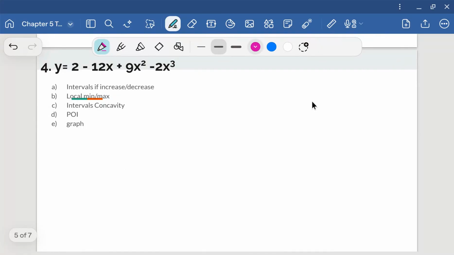Looking at question number 4, we're putting more together once again. So we're finding intervals of increasing and decreasing.